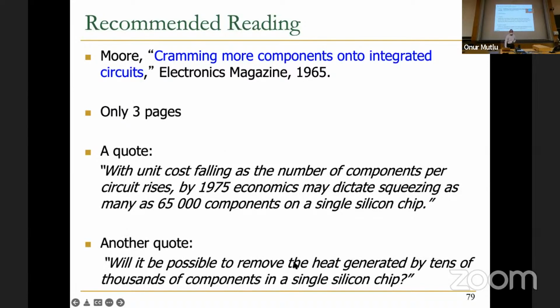Another quote from the same paper, this is forward-looking, right? Will it be possible to remove the heat generated by tens of thousands of components in a single silicon chip? Again, today we're at billions and we are able to remove the heat, but it is becoming difficult. So keep in mind, these are the visionaries who have really enabled this sort of growth. Gordon Moore was definitely a visionary by founding Intel. He's enabled this sort of growth, and a lot of people actually made sure this Moore's law continues.